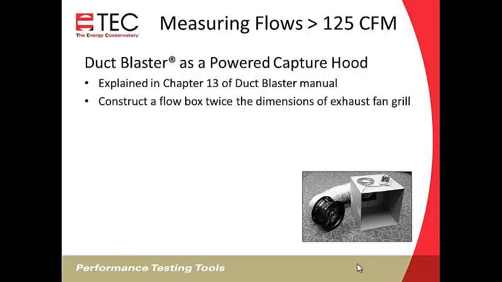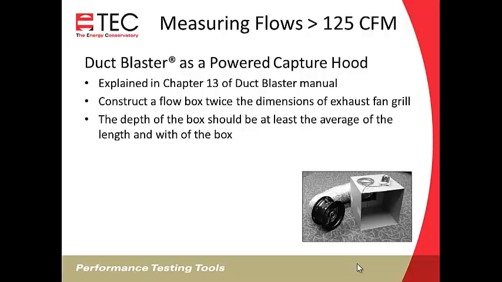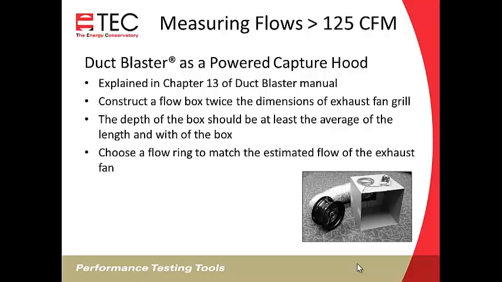You want to construct that flow box so it's twice the dimensions of an exhaust fan grill. So length will have to be twice, width will have to be twice, and then the depth of it needs to be the average of the length and width of the box. So keep all those things in mind. And if you don't have the Duct Blaster manual, you can download it from our website, and that's free, and you can review these instructions in chapter 13 of the Duct Blaster manual.